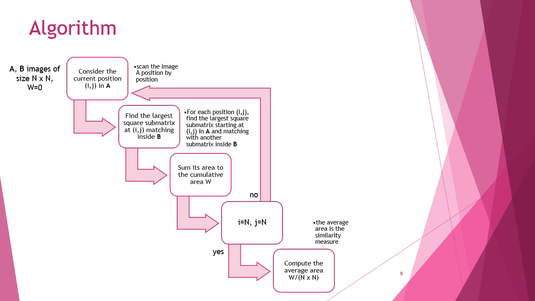If this condition is true, we compute the average final area, which is calculated as W divided by n times n, which is the average area, representing the similarity measure. If this condition is not true, we need to come back and consider the next position ij in A.